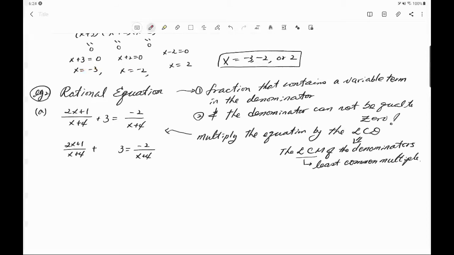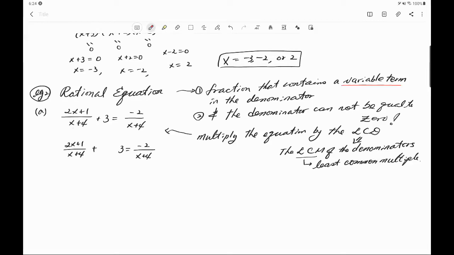Okay, next example is a rational equation. A rational equation is an equation that contains a fraction, especially where the denominator contains a variable term. Since the denominator cannot be equal to 0, always keep in mind that if we have an x value that makes the denominator 0, then that value will not be a solution anymore.